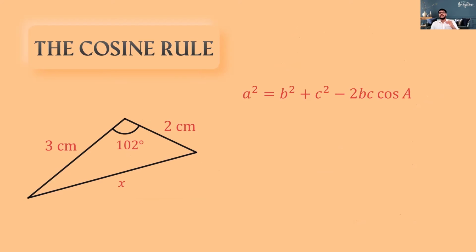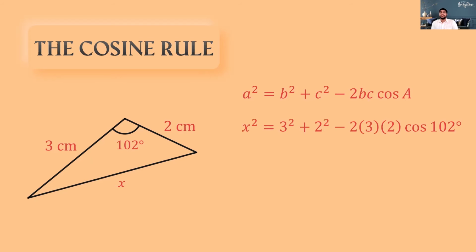So what do we use? We use this formula: a squared equals b squared plus c squared minus 2bc cos A. Children, now we take a as x. B and C are going to be 3 and 2, right? Because the side that we're trying to find is going to be a in this case.